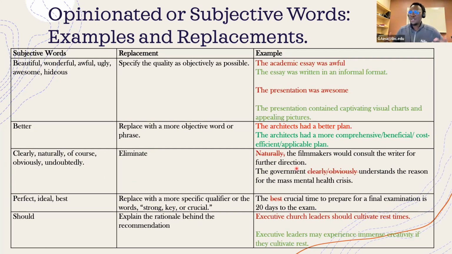Yes, we, as humans, have natural inclinations, right? But when you're writing a research paper, your ideas should be based on facts, right? So avoid words like naturally that assume there is no benefit of doubt, right? Just delete it, just go straight to the point. The filmmaker would consult the writer for further direction, right?